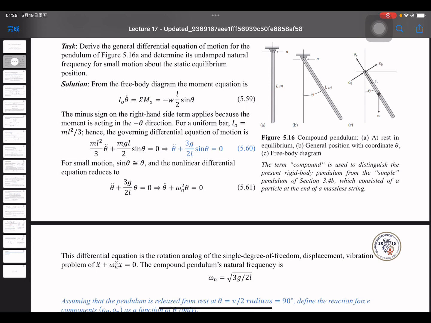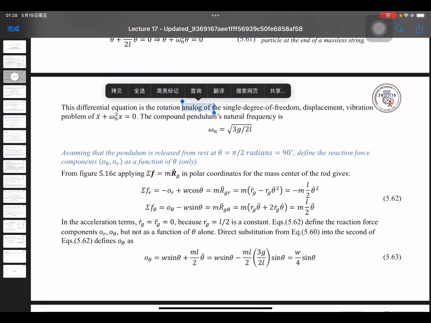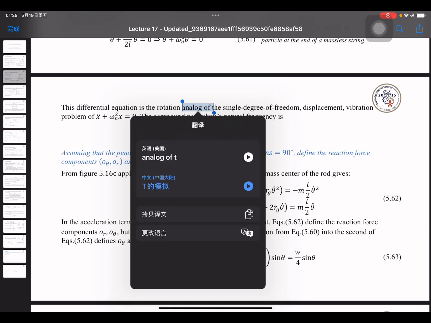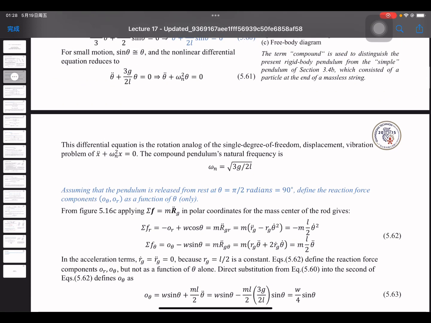We simplify it with the formulation for the compound pendulum in a general position with coordinates of the free body diagram. The word compound is used to distinguish the present rigid body pendulum from the simple pendulum, figure 3.4b, which consists of a particle at the end of a massless string. The differential equation is the rotational analog of the single degree of freedom displacement vibration, theta double dot plus omega n square theta equals 0. The compound pendulum's natural frequency is the value we have calculated above.